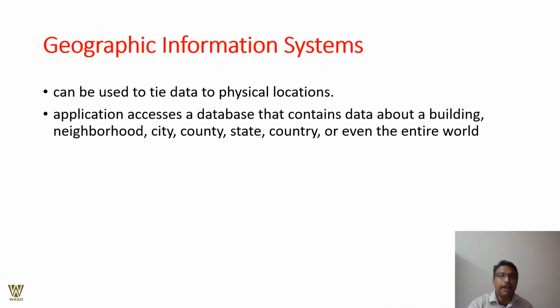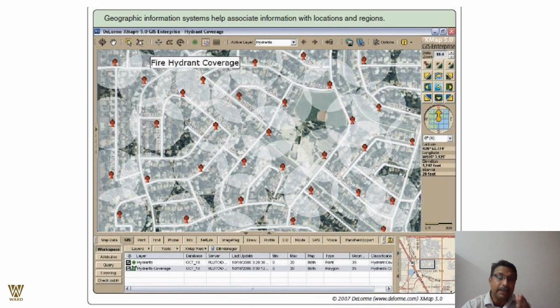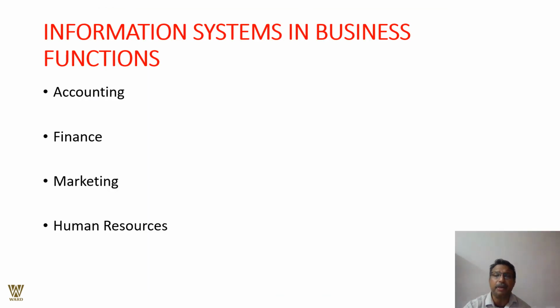We come to the geographical information system, which can be used to tie data to physical location. Applications access data sets that contain data about a neighborhood, city, country, state, or perhaps the whole world altogether. Everything can be pinpointed in a geographical information system. Where is it located? It might be a bank, a church, an administrative office, and so on and so forth. This is what GIS is all about. If you look at different locations, they are marked here, and it will give you the directions. The latitude and longitude are presented for you.